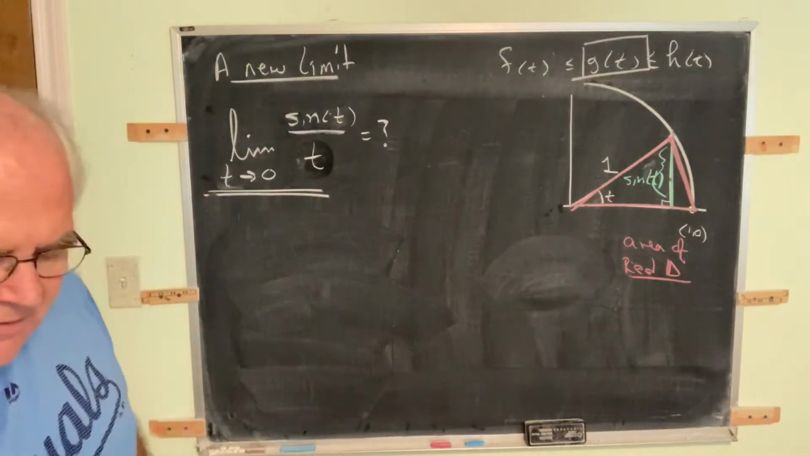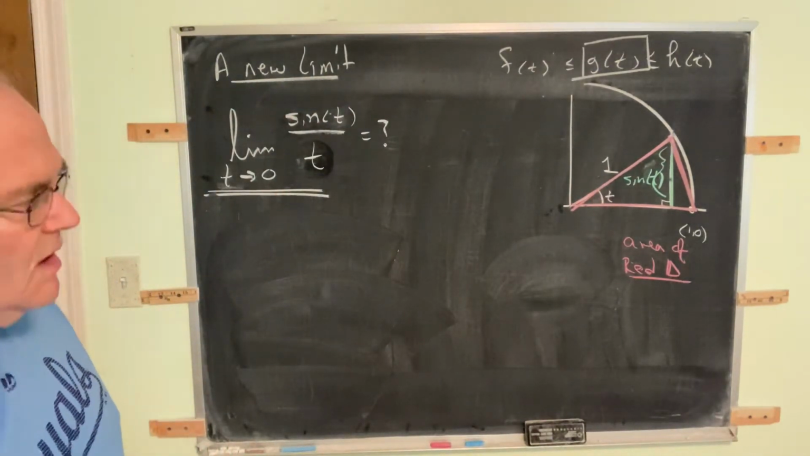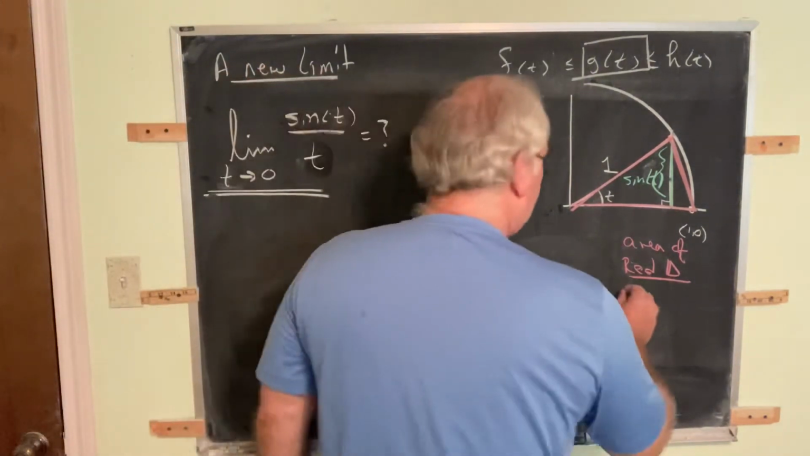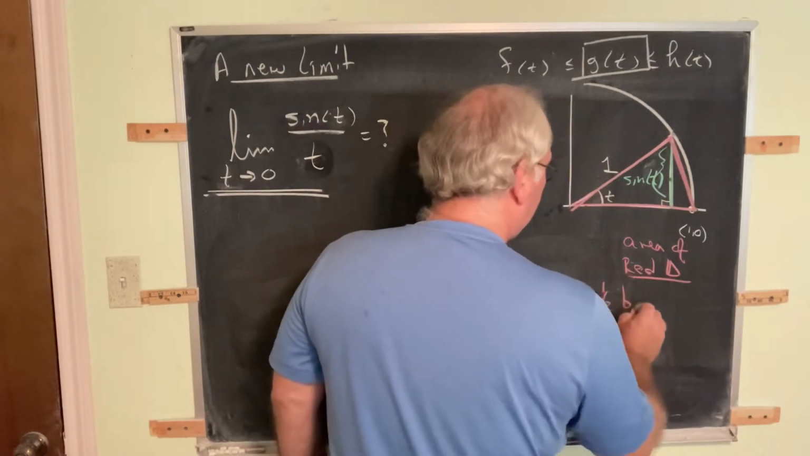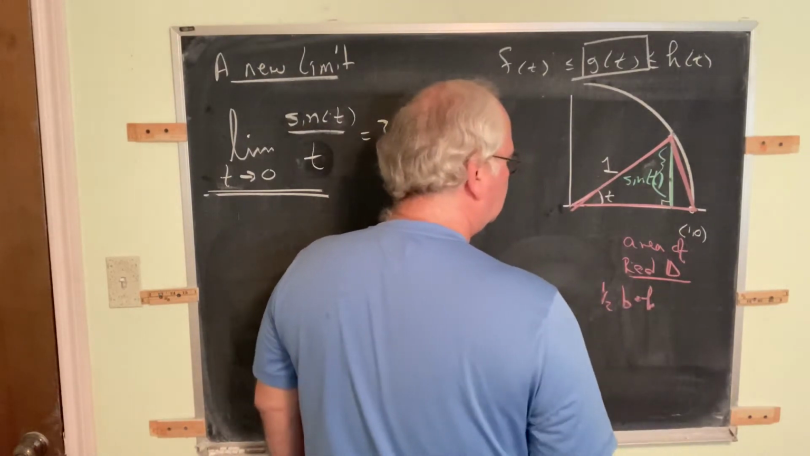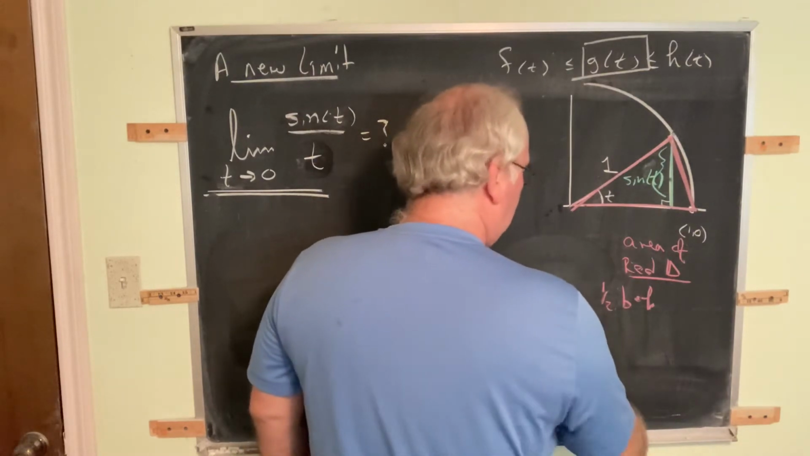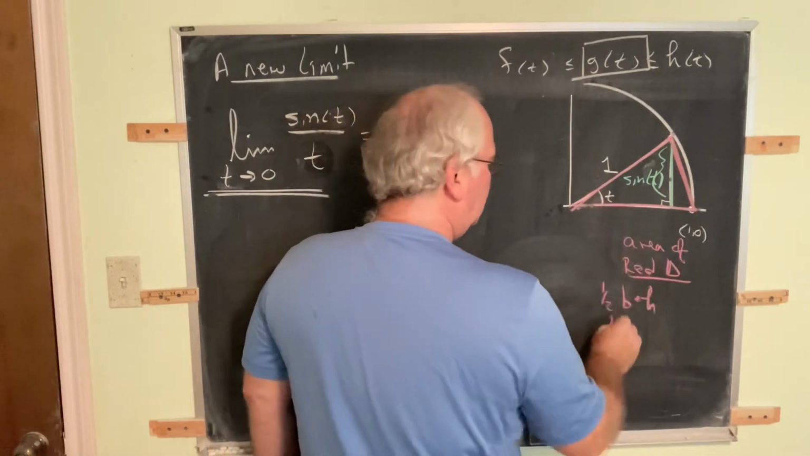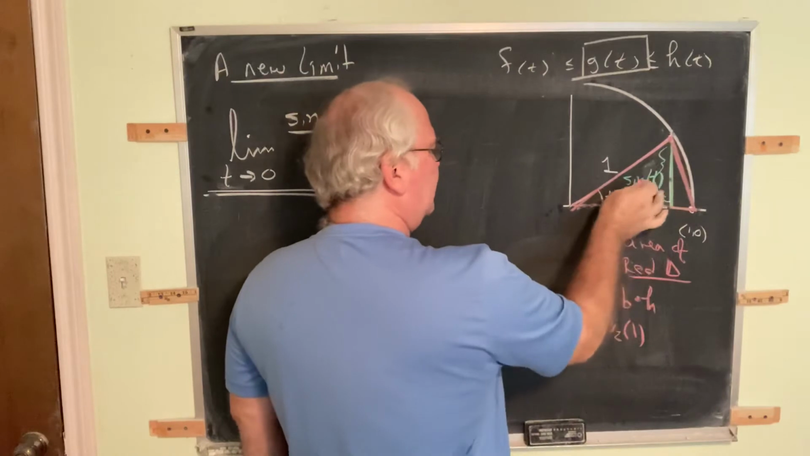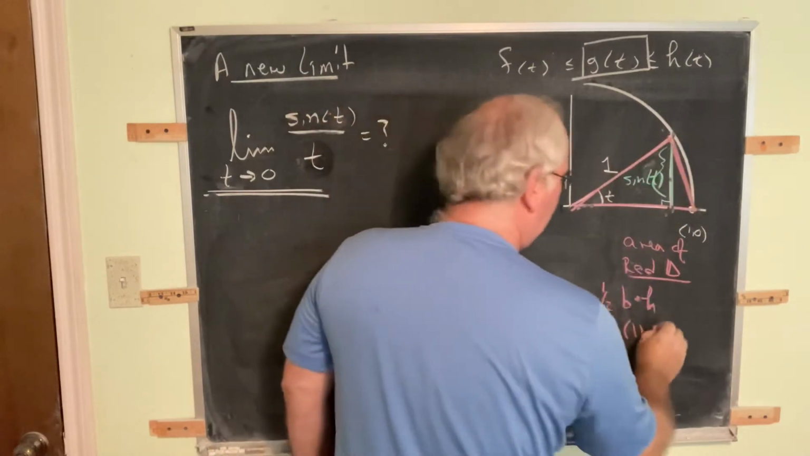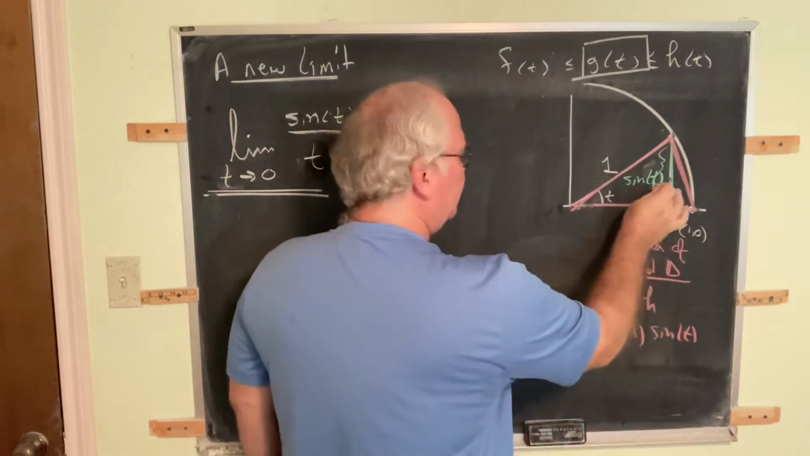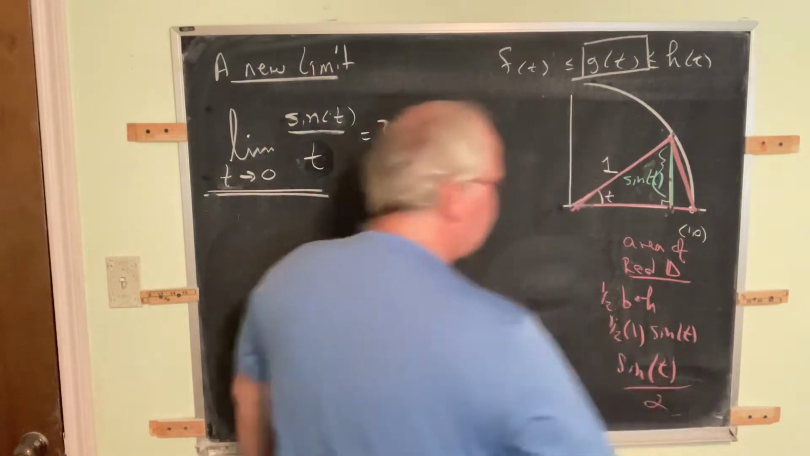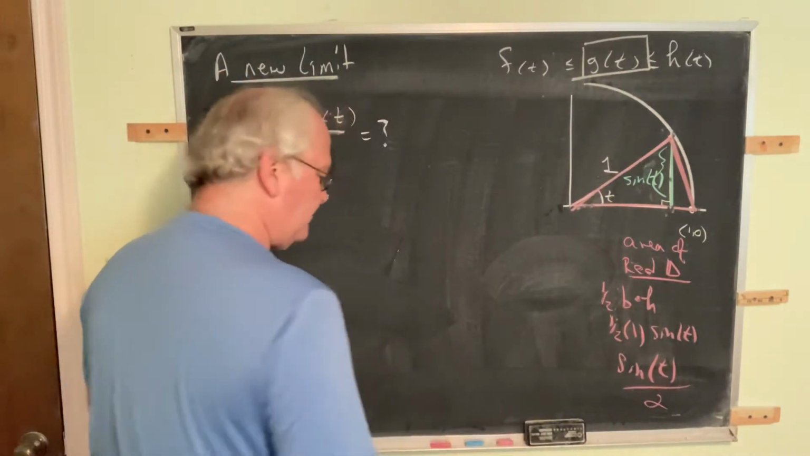Well, the area of that red triangle is 1/2 base times height. So how much is that? Base is 1. What is the height? The height is the green. The height is sine of T. So the area of this red triangle is sine of T over 2. So we have that. All right?